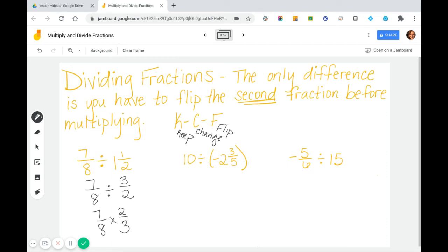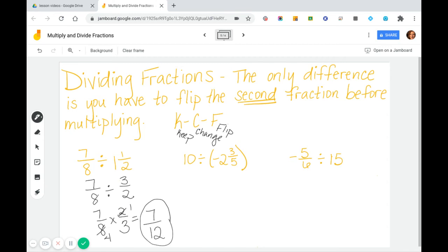You can multiply straight across the top and bottom and then reduce, or check out your diagonals. 7 and 3 doesn't get any smaller, but 2 and 8, I can divide those by 2s and make this a 1 and make this a 4. And then across the top, I get 7. Across the bottom, I get 12. My quotient, my answer to this division problem is 7/12.